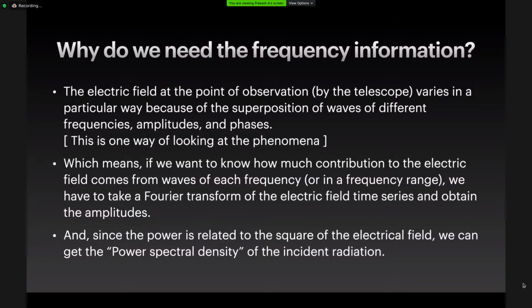So the question is, why do we even want to do that? You have a time series at hand, which essentially comes from the electric field that we are measuring. Why are we interested in this frequency information?